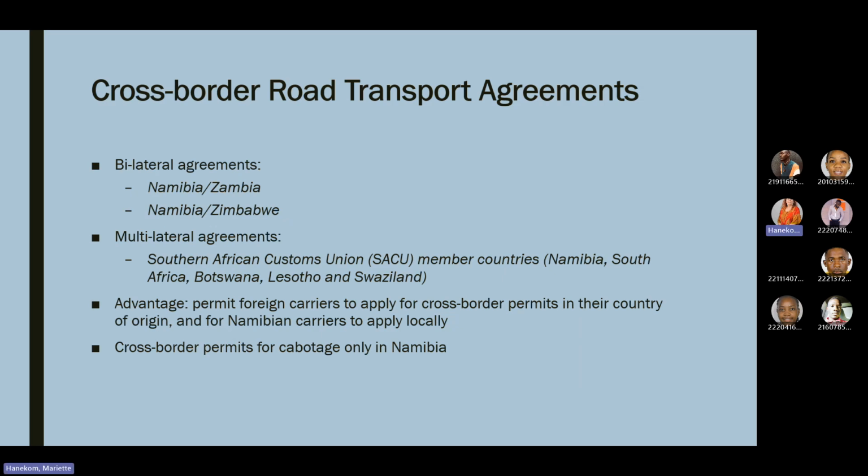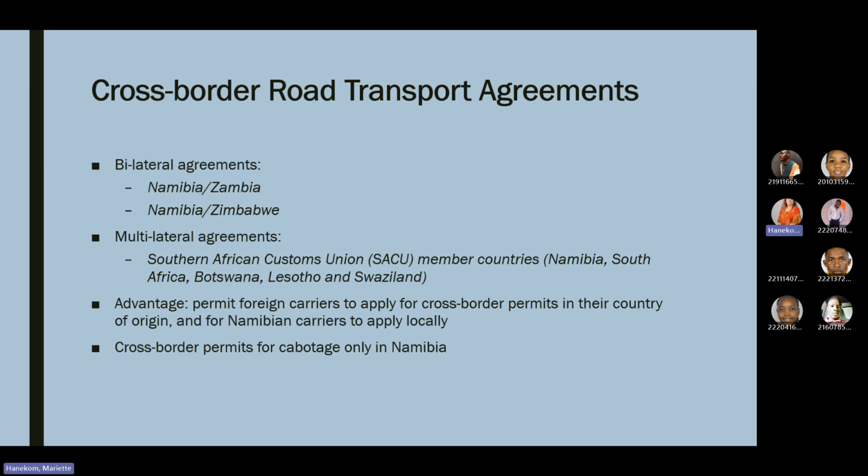But the purpose of these cross-border transport agreements is to make the application and issue of cross-border permits easier for the people that need them. Essentially, there's just some example of some of the existing agreements that we have. The advantage for people requiring these cross-border permits is that foreign carriers can apply for cross-border permits in their country of origin, and Namibian carriers can apply locally.